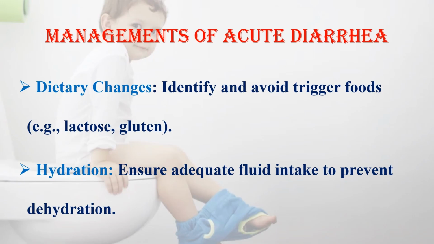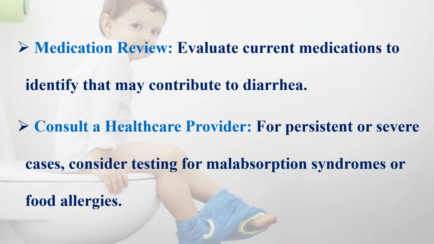Management of acute diarrhea. Dietary changes: identify and avoid trigger foods like lactose and gluten. Next one, hydration. Ensure adequate fluid intake to prevent dehydration. Next one, medication review. Evaluate current medications to identify those that may contribute to diarrhea. Next one, consult a healthcare provider. For persistent or severe cases, consider testing for malabsorption syndrome or food allergies.